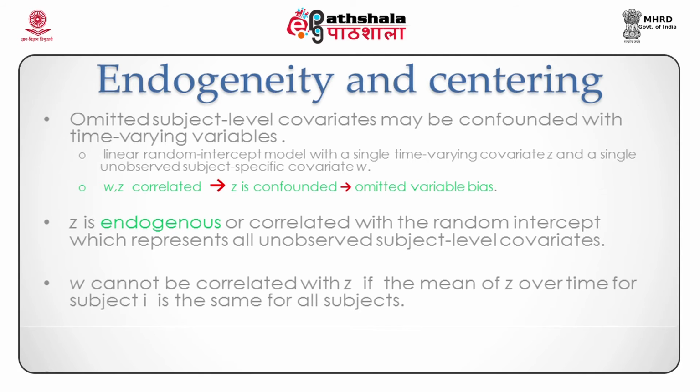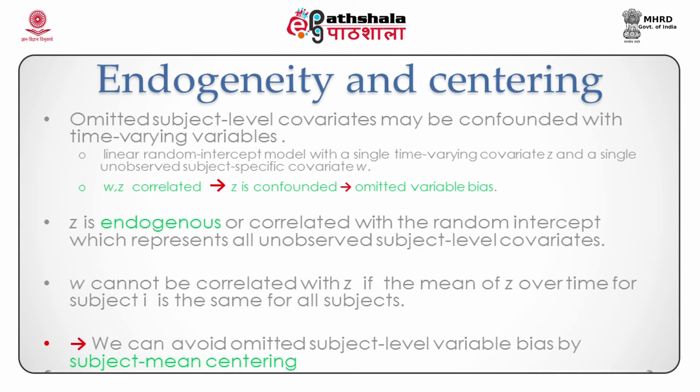Now, a way to get around this is to observe that W cannot be correlated with Z if we force the mean of Z over time for subject i to be the same for all subjects. This can be achieved by subject level centering. That is, instead of using the covariate Zij, we use Zij minus Zi bar, and this ensures that there is no confounding. This is essentially what was done for the orthodont dataset.